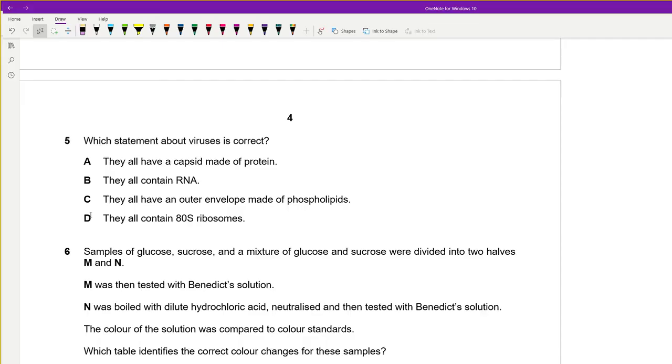Which statement of viruses is correct? They all have a capsid made up of a protein. They do. That is a part of the virus. It is true. Some viruses may have DNA or RNA. They all have an outer membrane of phospholipid. This is wrong. They all contain 70S ribosomes. Wrong.